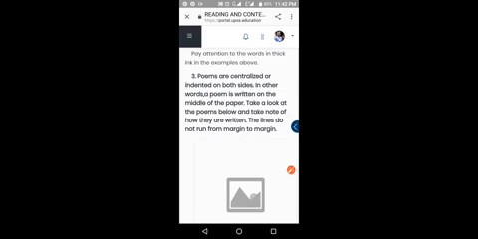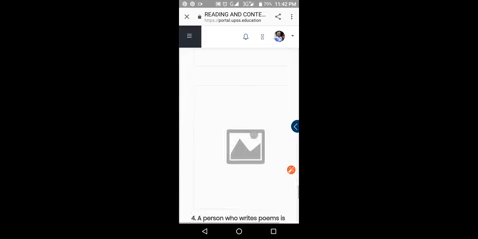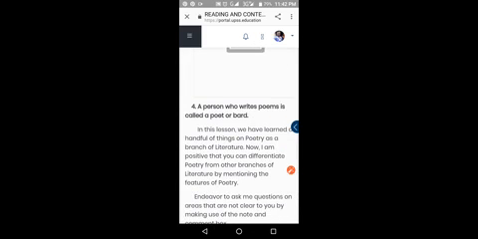Third, poems are centralized or indented on both sides. In other words, a poem is written at the middle of the paper. The lines do not run from margin to margin as we have in other branches of literature. And fourth, lastly, we said a person who writes poems is called a poet or a bard. Okay.